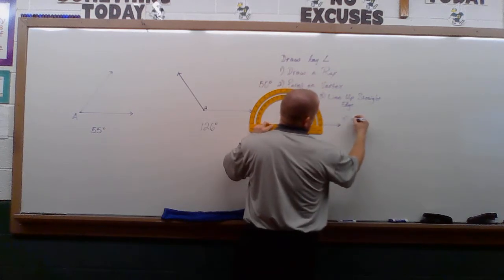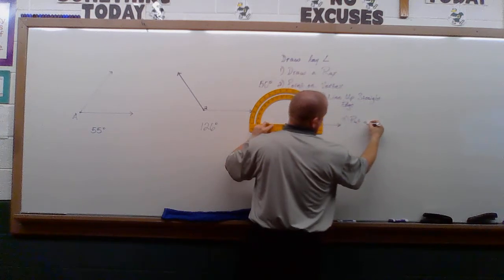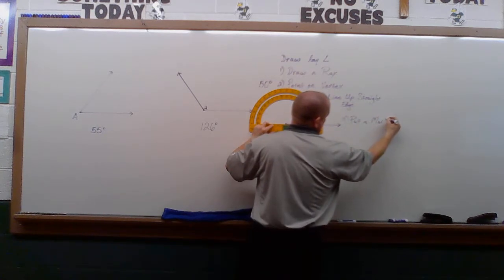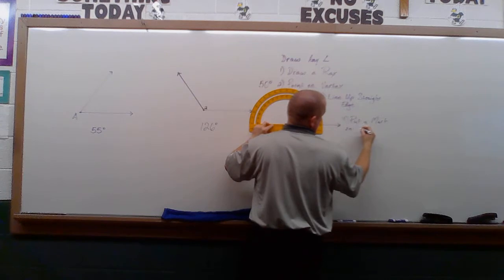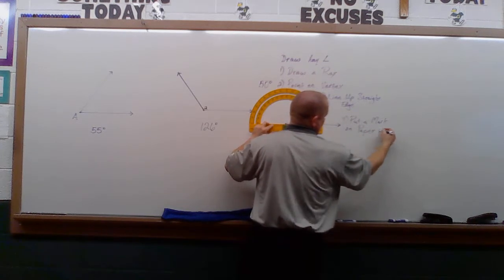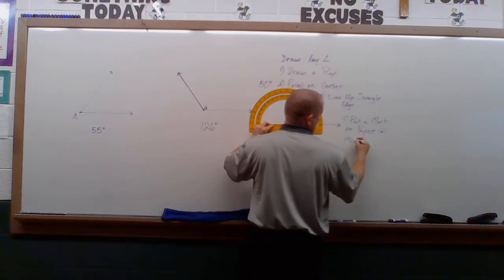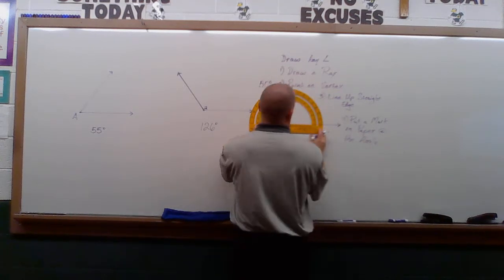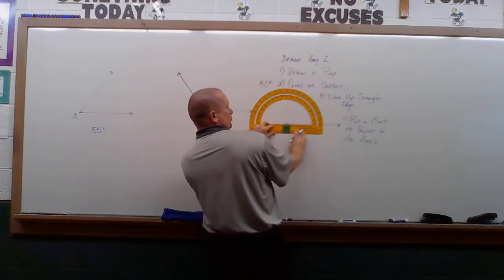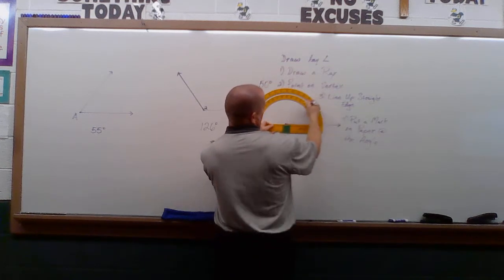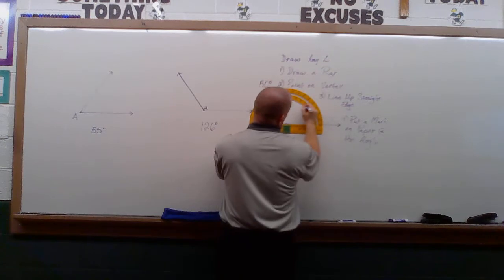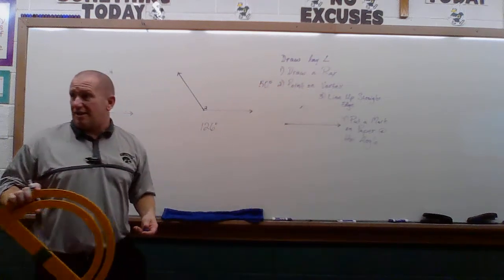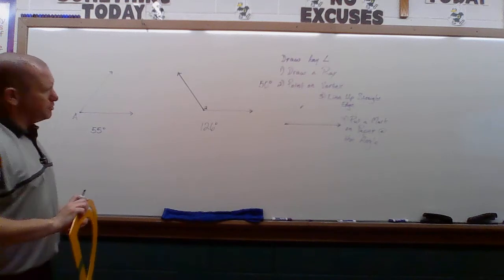put a little mark on your paper at the angle that you want to draw. Now we all agree that we're doing 50 degrees. So here's my protractor. I find 50 degrees because I know it has to be on this group, and I put a little mark there. All right? So you should have just a little dot or a little mark.